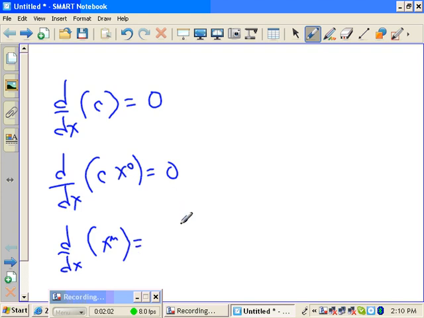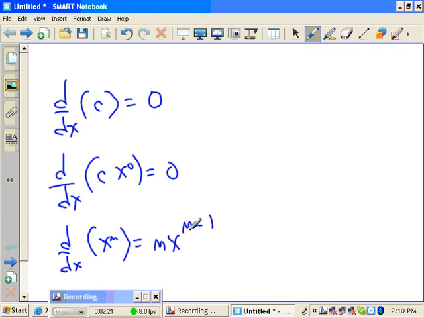What do you get? The derivative of x to the n, where n is a constant and x is a variable, is n x to the n minus 1. That's an n, okay? Don't get crazy. It's my handwriting, sorry.